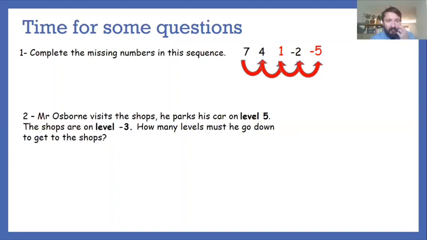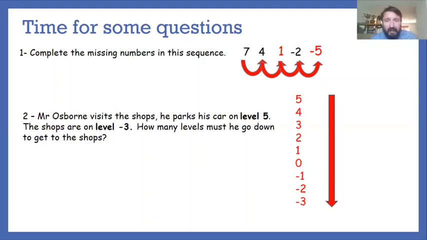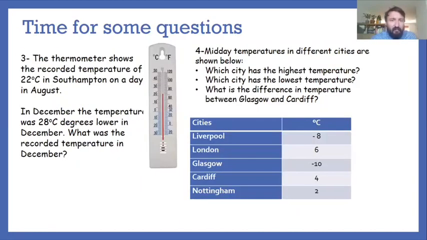Okay, Mr. Osborne visits the shops. He parks on car park level 5. The shops are on level -3. How many levels must he go down? I'm just going to write these down because this is nice and easy. From 5 down to -3, I can count how many jumps I've done. So if I was in that situation, I could count that down. Or you could say, well, 5 to 0, that is 5, and then from 0 to -3 is 3. Add those two together, gives us 8 levels. Okay, Mr. Osborne has gone down 8 levels.